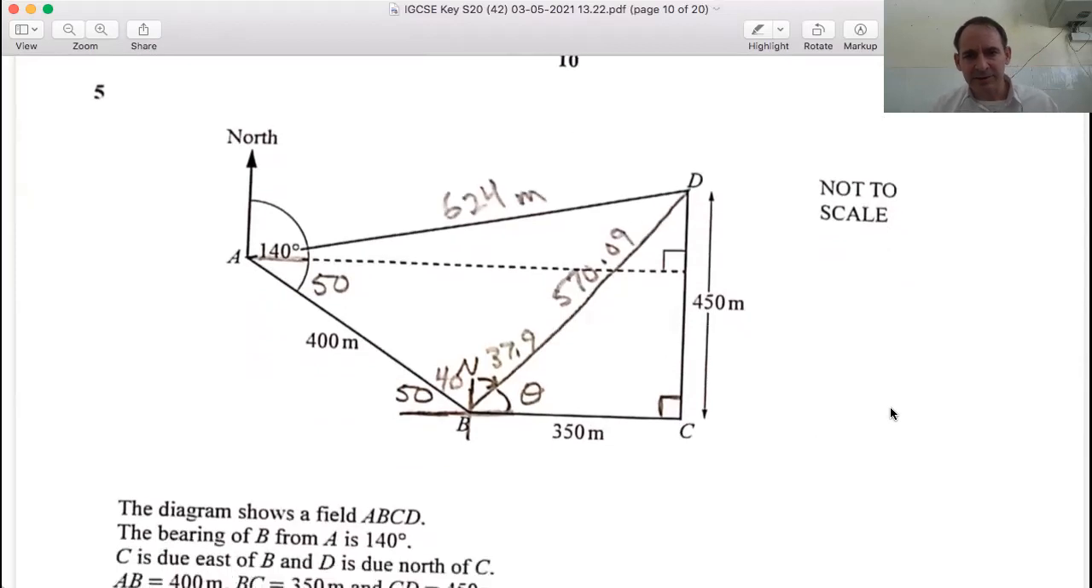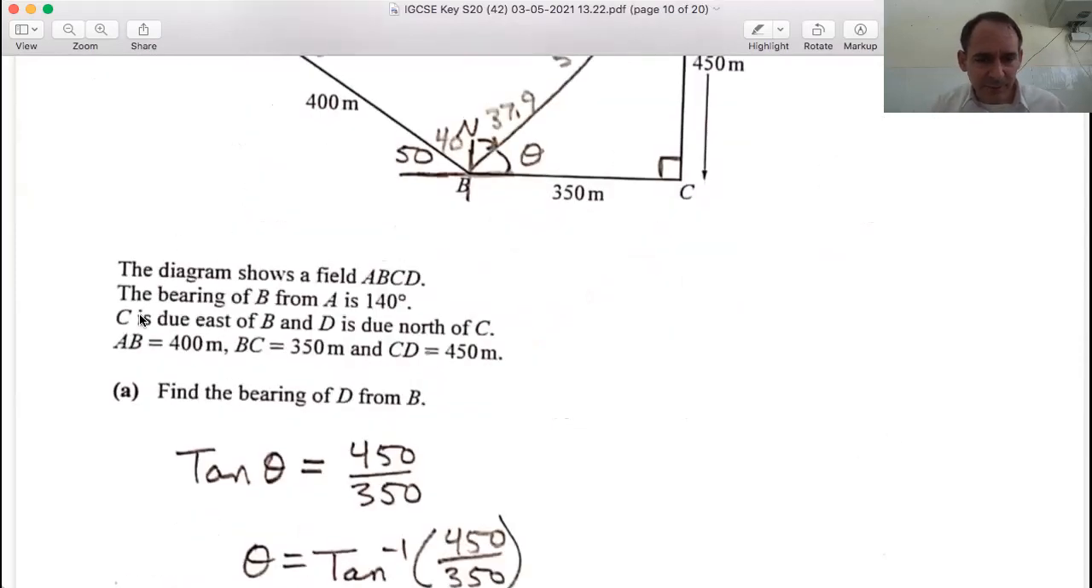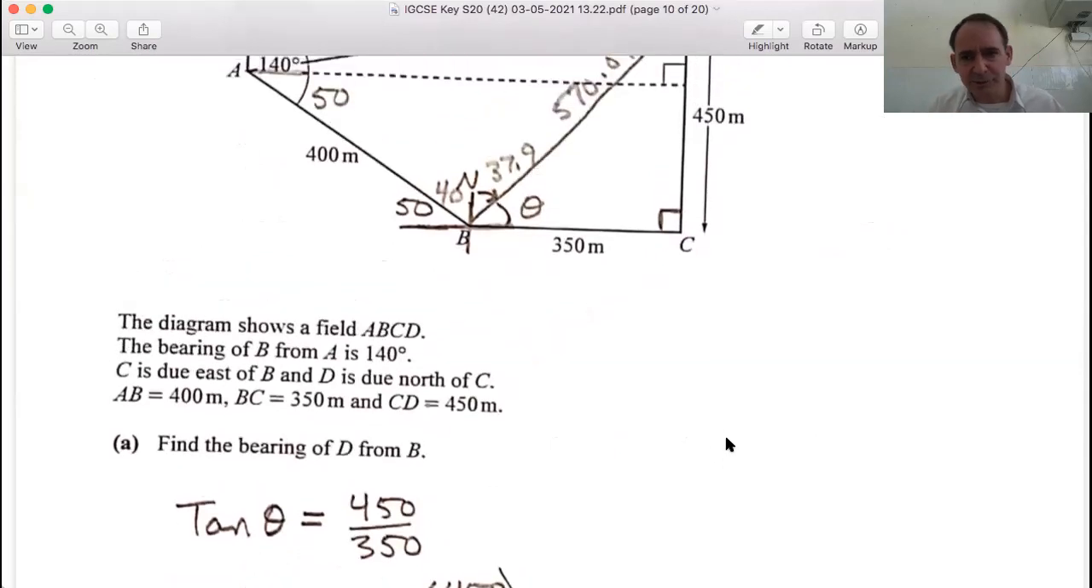Moving on to number 5, we have a diagram with triangles on one side and a little bearing thing over here on the other. So let's see what we have. It gives us some information here that you can read through. It's already put on the diagram.